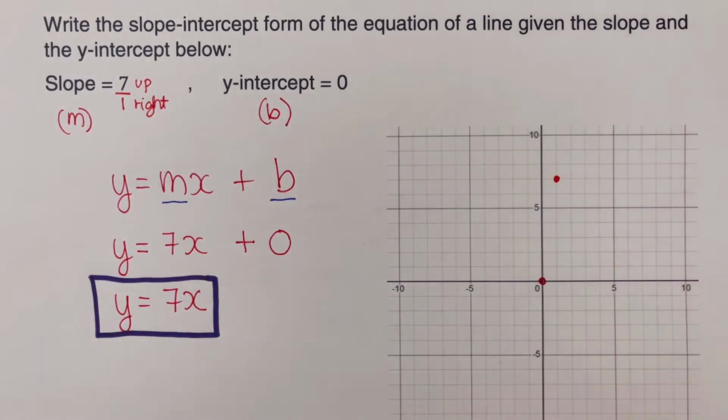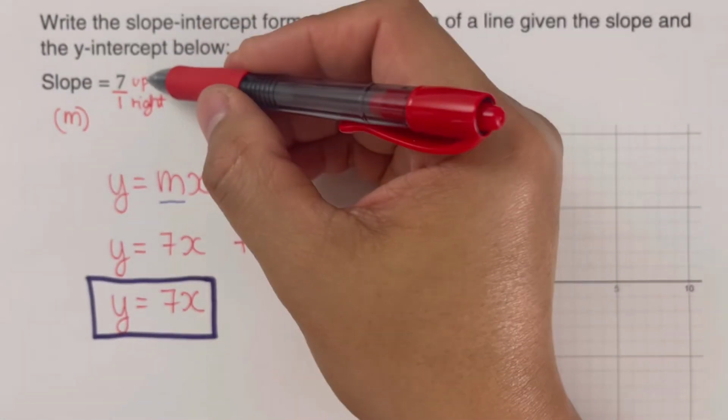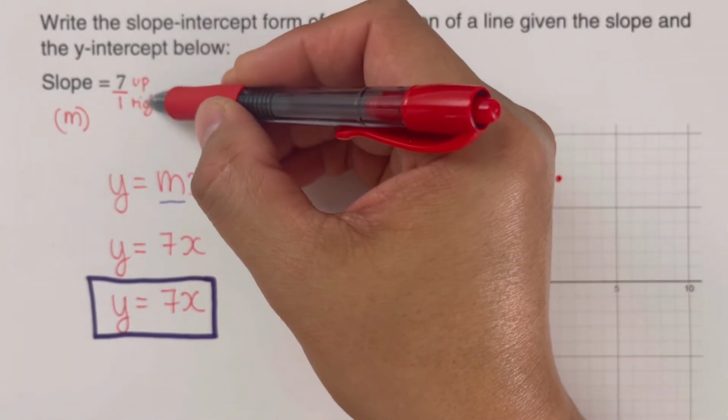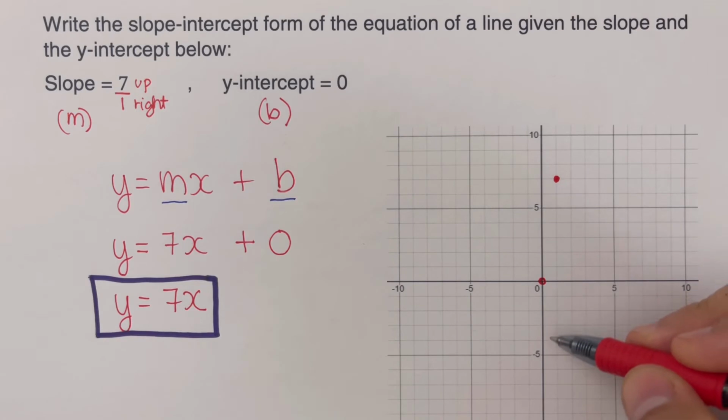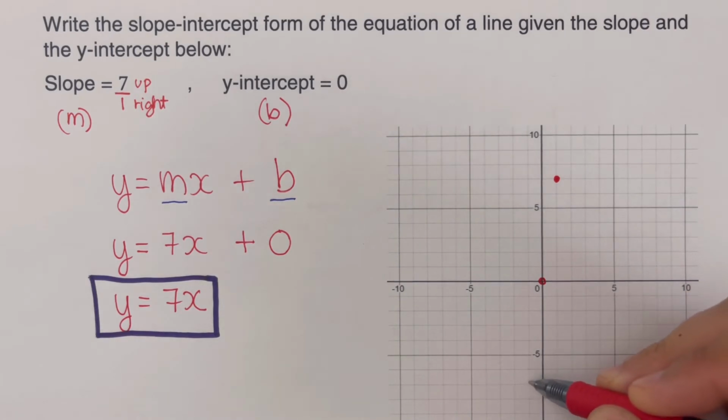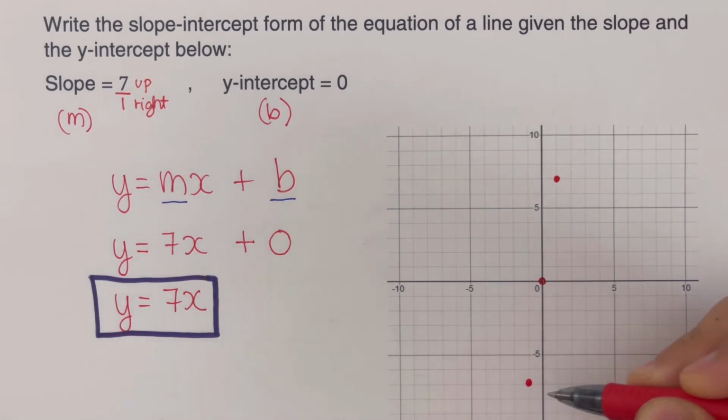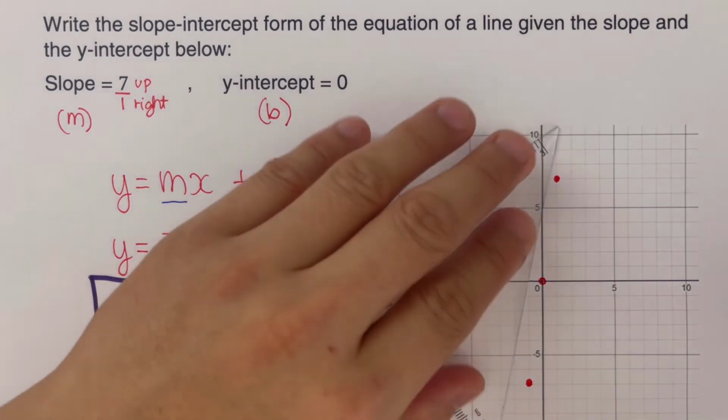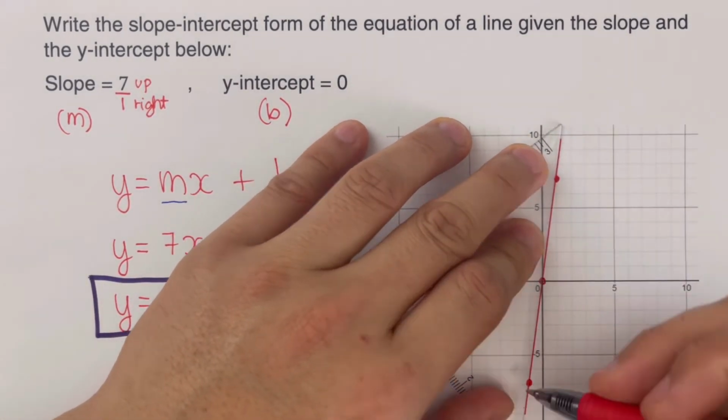And so we can go ahead and do the opposite. That would be down 7, left 1. So down 7, left 1. So this is the next point so that we can go ahead and sketch the graph.